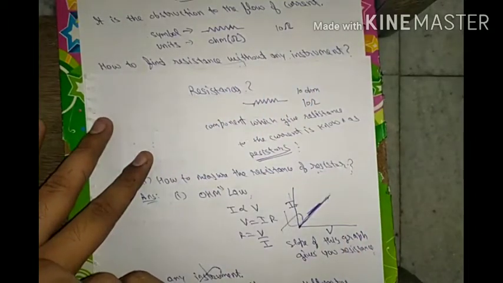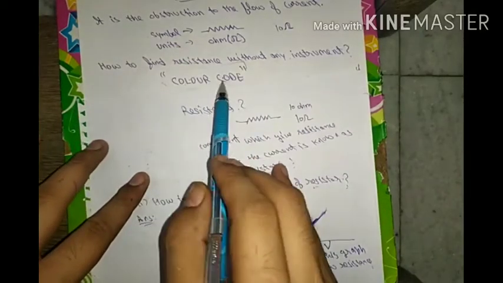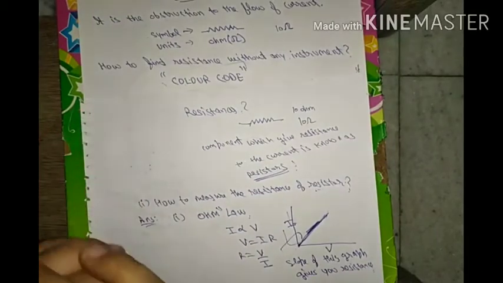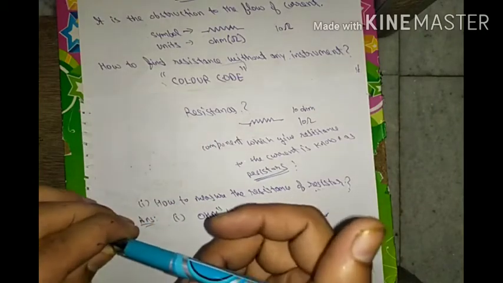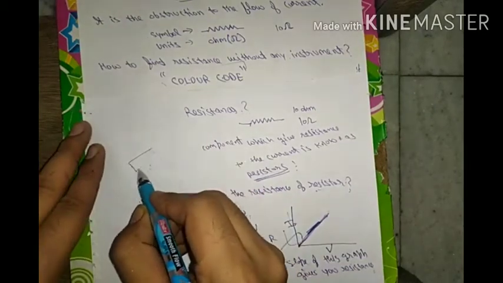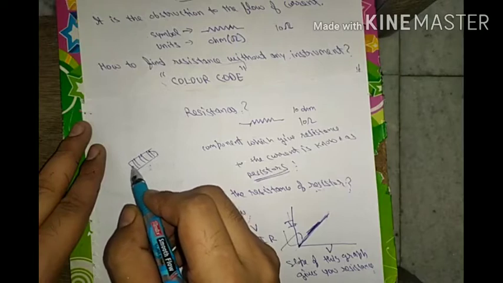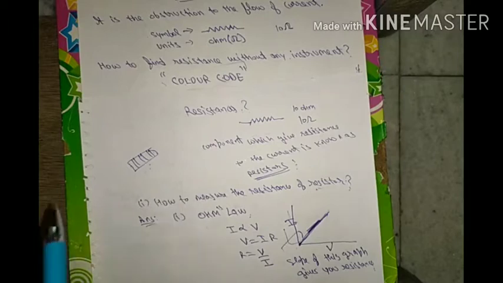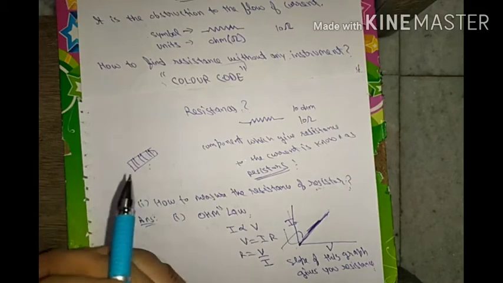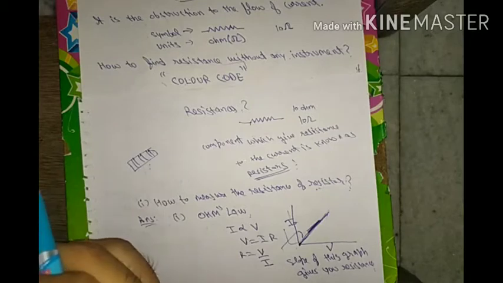How to find the resistance without any instrument? Clear, students? We don't have any instrument, so how can we find it? The answer is color code. We have many resistances, and all resistances are manufactured with color bands. Every resistance has a color band on it, and with the help of these color bands we can measure the resistance of a resistor just by seeing it. We don't need any instrument, just see the resistor, and with the help of these color bands we can measure the resistance of any resistor.